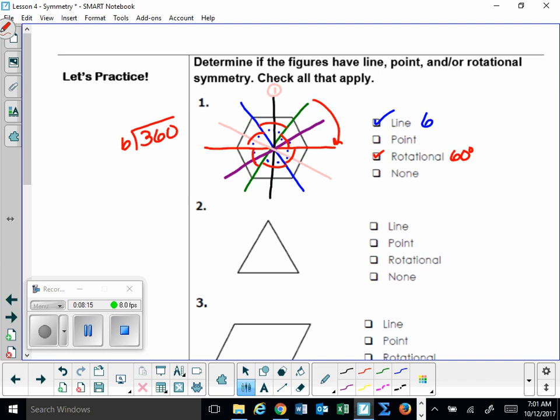All right, so a quick way to tell for point symmetry, and I can imagine that if I rotate this 180 degrees, it's going to work. But a quick way to check is my rotational symmetry, does that divide evenly into 180? And it does. 60 times 3 is 180, so 3 turns to get rotation point symmetry.